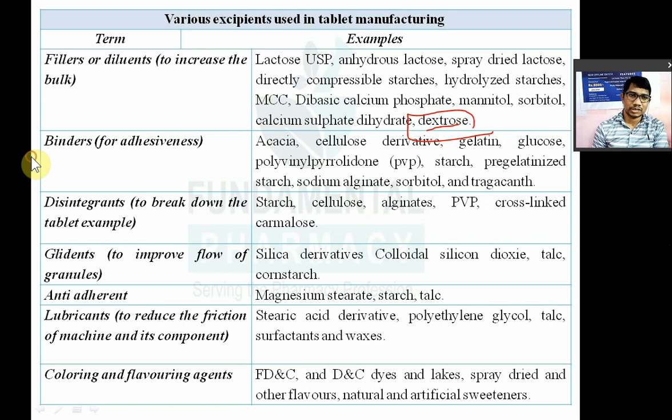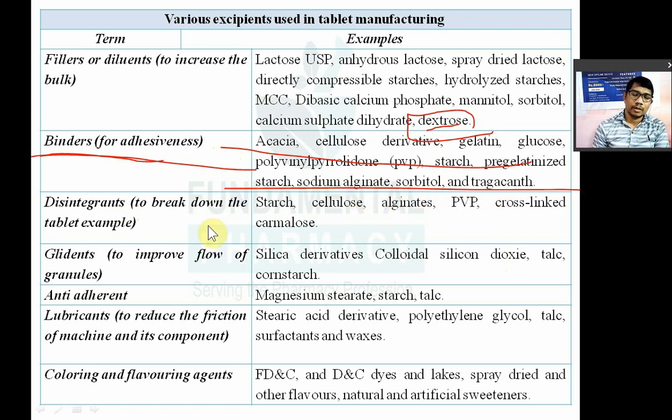Now next is a binder, or binding agent. It is used to adhere, to increase the adhesiveness during the granulation of the tablet. So what are the binding agents? Acacia, cellulose, gelatin, glucose, polyvinyl pyrrolidone, starch, pre-gelatinized starch, sodium alginate, sorbitol, tragacanth. They are the binding agents.